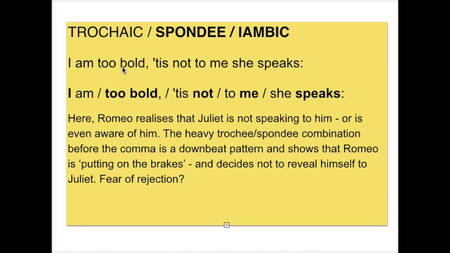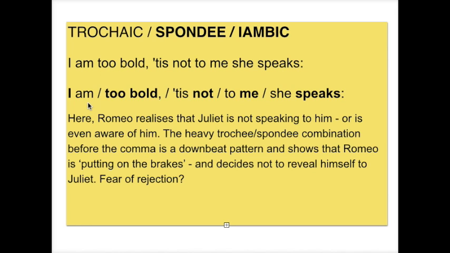Juliet has been talking to herself, and he believes that somehow there's a communication going on between Juliet and himself. But then he thinks, no. "I'm too bold. She is not speaking to me." So the line is trochaic, is downbeat. He's just been rejected by Rosalind. He doesn't want to be rejected by Juliet again. So he says, "I am too bold."